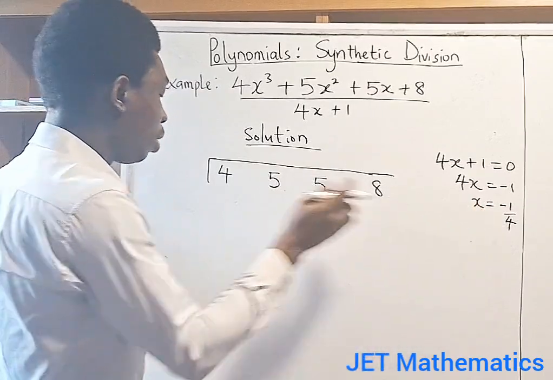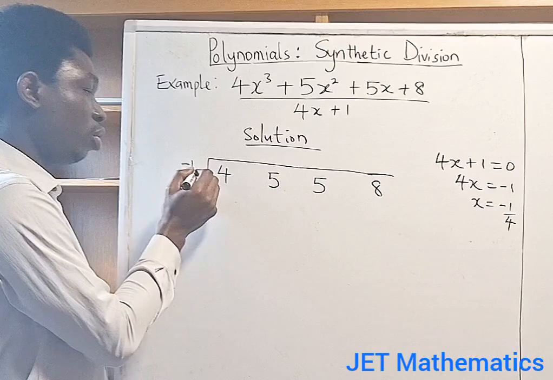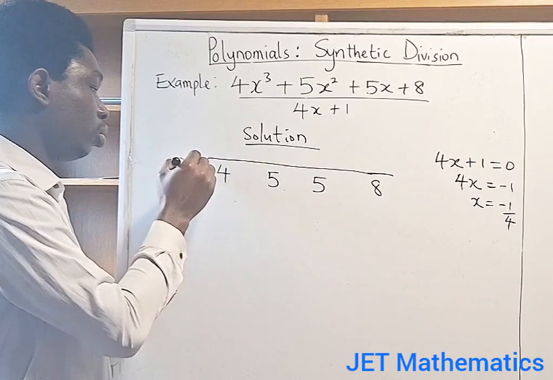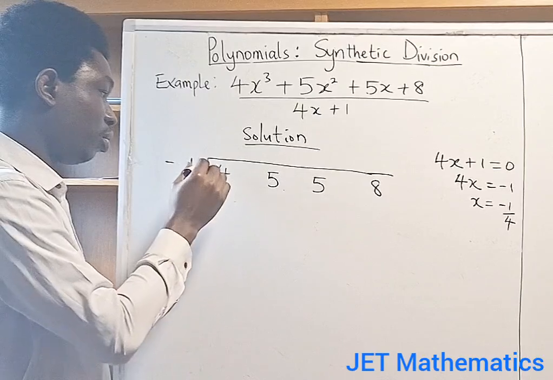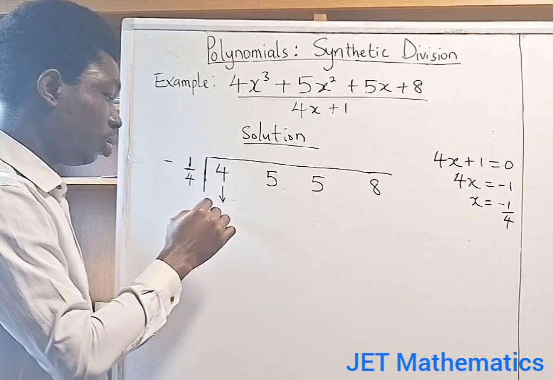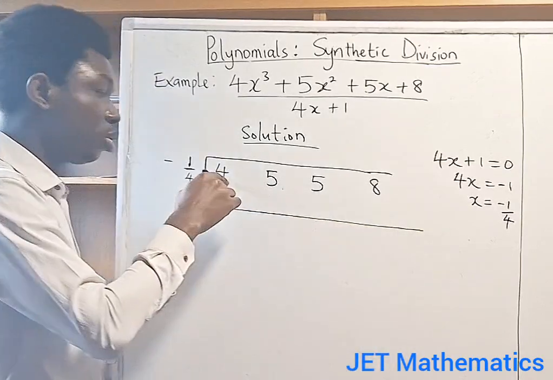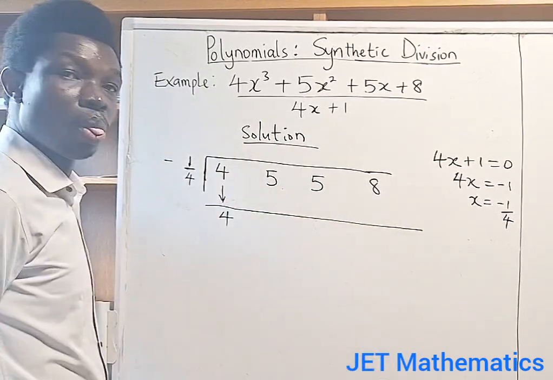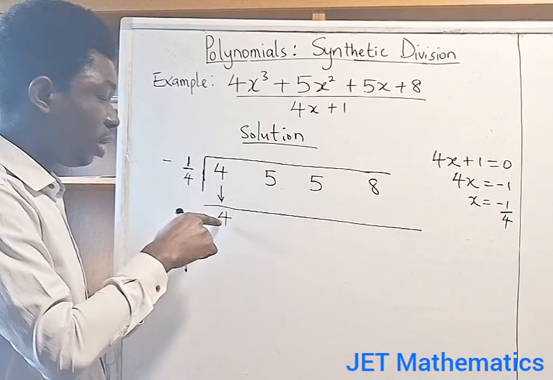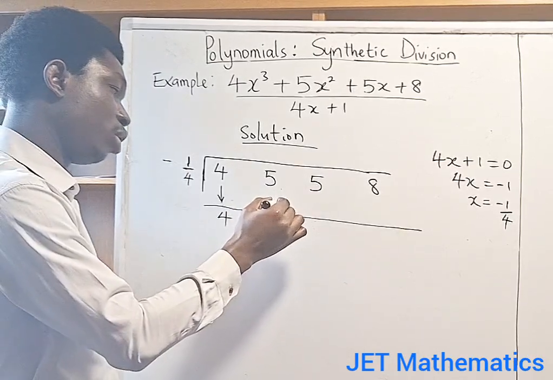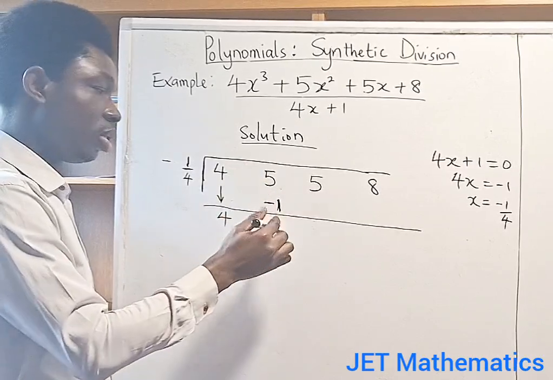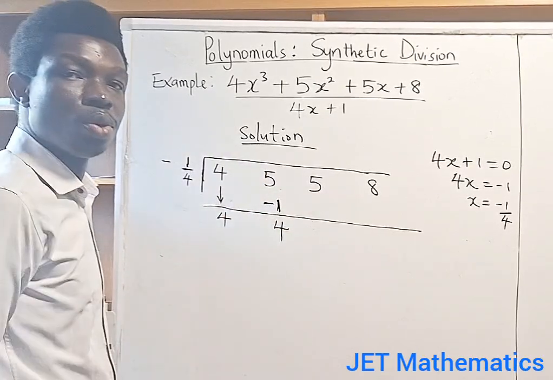And we said you take this minus 1 over 4 and put it here. And then the next thing you do, you bring down this 4. You have it here. Alright? And then you do minus 1 over 4 times 4. That gives us minus 1. You put it here. Then you add up this 5 plus minus 1. That gives us 4. Okay?